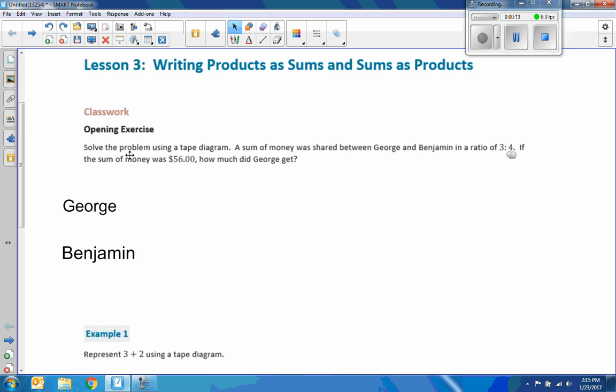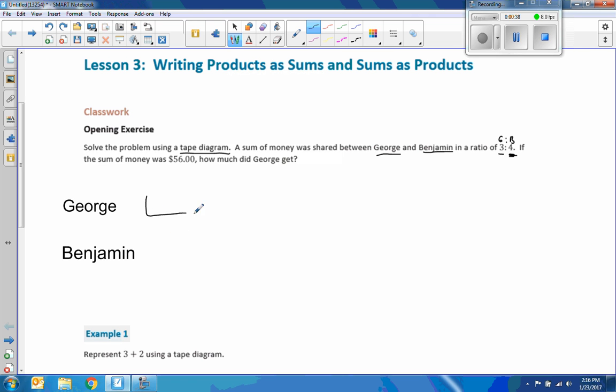The opening exercise says to solve problems using a tape diagram. A sum of money was shared between George and Benjamin in a ratio of 3 to 4. So that's George to Benjamin. George has 3, Ben has 4. If the sum of money was $56, how much did George get?